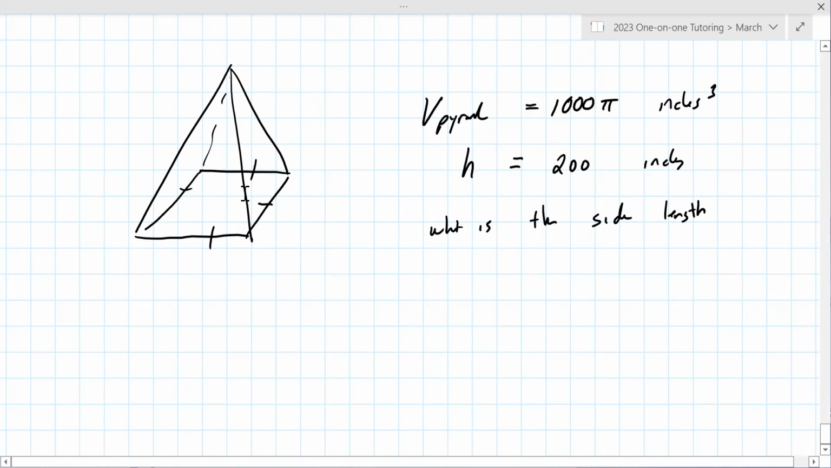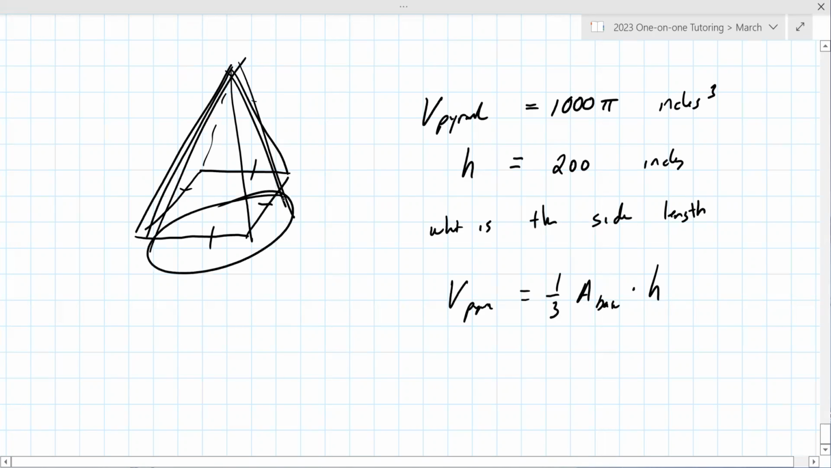I don't think we've done these. You've not done pyramids. I don't think so. What's the formula for them? The volume of a pyramid's like a cone. It's 1/3 the area of the base. Yeah, we haven't done these. Okay, so I will just change this to a cone and ask you for the radius this time. Okay. So it's a cone.